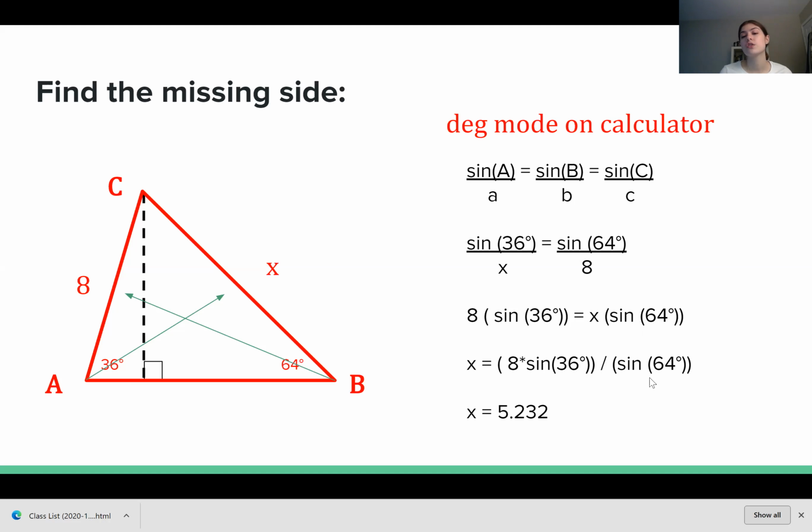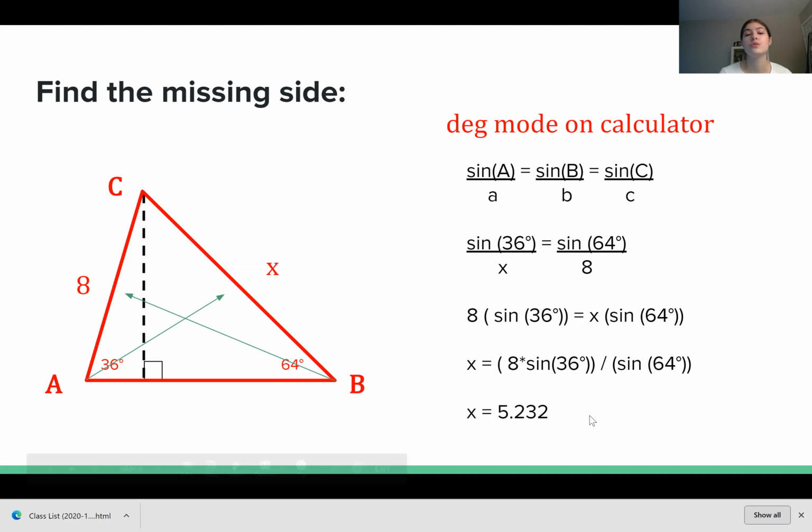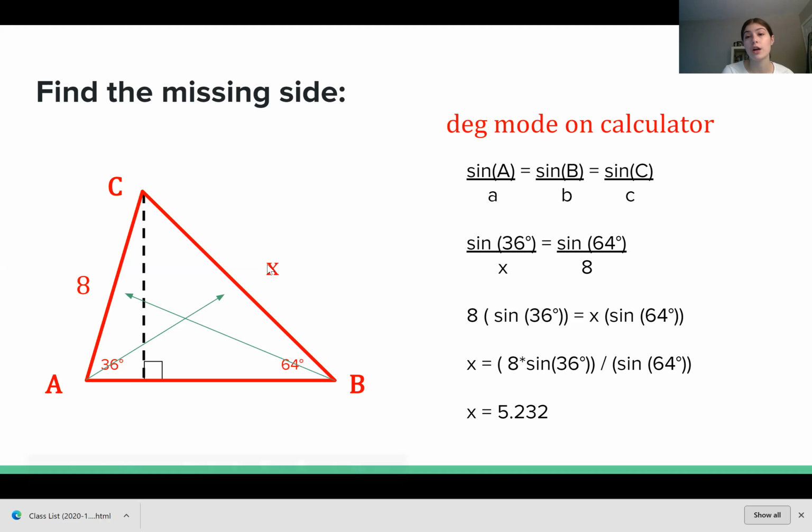And hopefully you feel confident enough to just plug that into your calculator, again, using degree mode. And then you'll get that x is equal to 5.232. All right, so this side right here is going to be 5.232. Unfortunately, this triangle is not drawn to scale, but that's okay. That is the correct answer, right? So 5.232. All right, and that's how you would solve for that. So that is how you would use the law of sines.